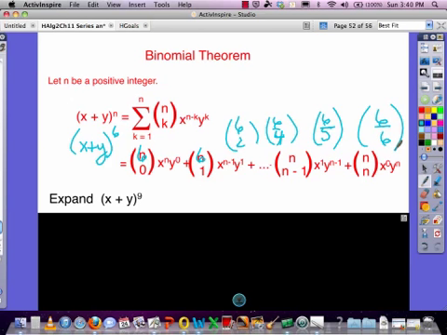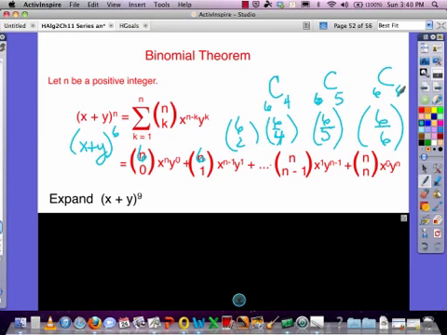6 things taken 0 at a time, 6 things taken 1 at a time, 6 things taken 2 at a time, 6 things taken 4 at a time. And if you don't like that sort of fractional look, then you can write it like that. You can write it like, whoops, 6 things taken 5 at a time, 6 things taken 6 at a time. You can write them as combinations. There's nothing wrong with that.